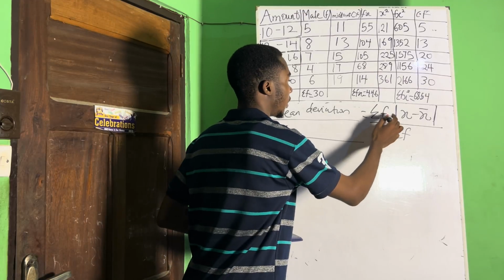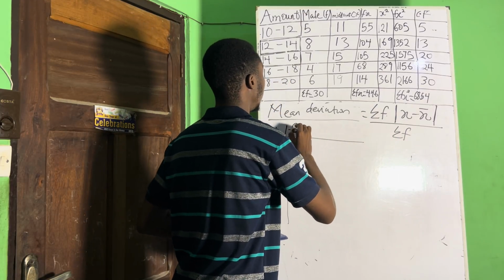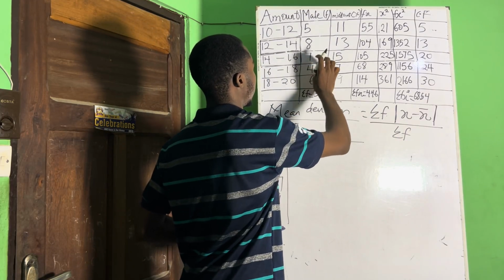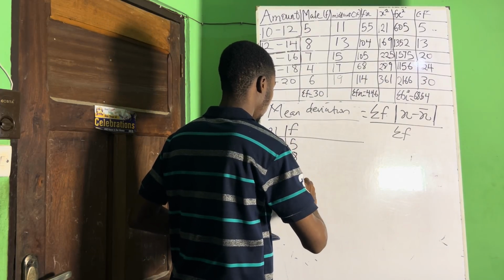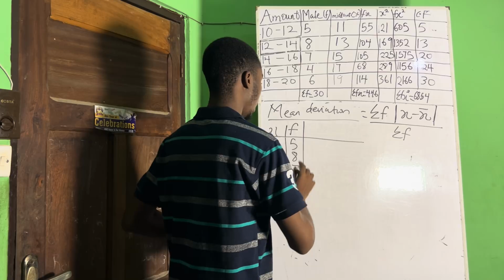Then we also have f here. So the values of f: 5, 8, 7, 4, and 6. Alright, so we are done with the f.